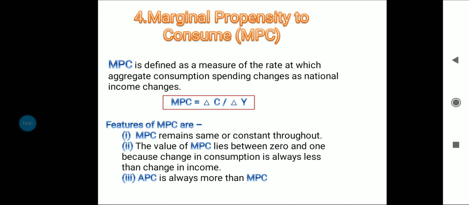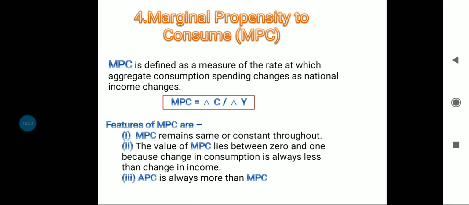And when the whole amount of additional income will be consumed, the value of MPC will be equal to 1, because MPC is equal to change in C over change in Y. When change in C becomes 100 crores and change in income also becomes 100 crores, the value of MPC will be 1. And if change in C will be 0 and change in Y becomes 100 crores, the value of MPC will be 0. That is why the value of MPC lies between 0 and 1.